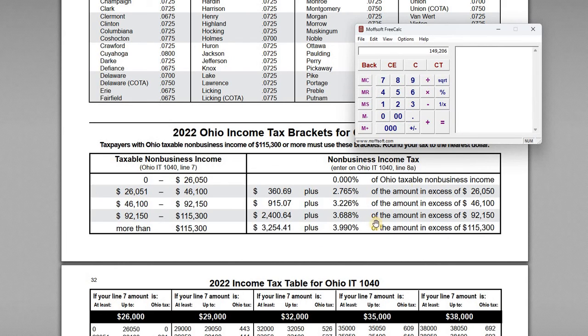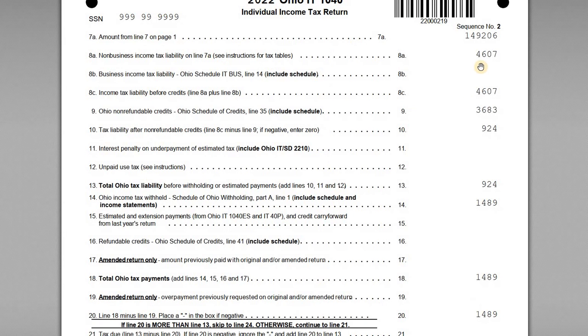And the tax is going to be $3,254.41 plus 3.99% of the excess over $115,300. So we've got our income there. We're going to take the excess over $115,300 times 3.99%, plus the $3,254.41. So our total tax on that amount of income is $4,607. All right, so we go back to the return and enter $4,607. That is the tax on our non-business income.